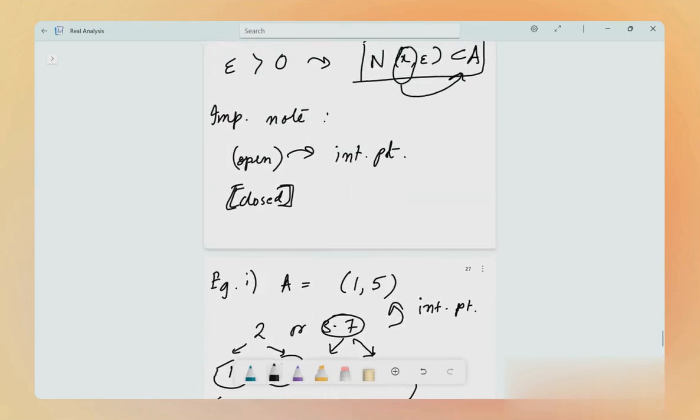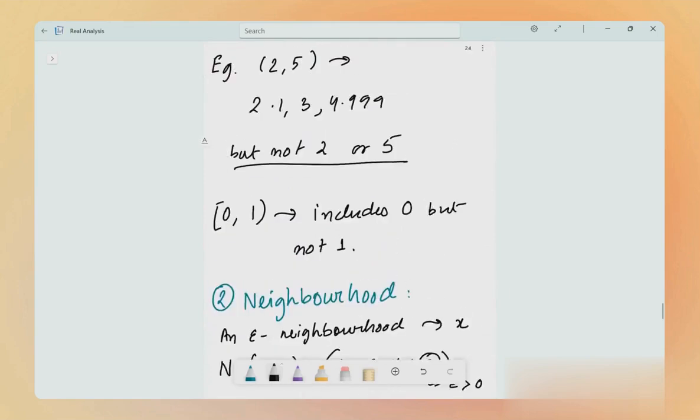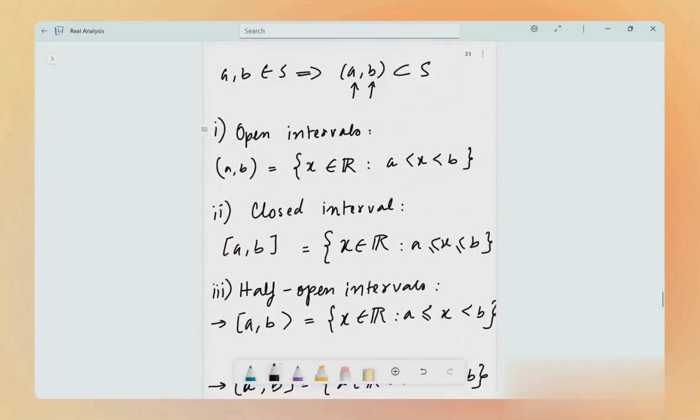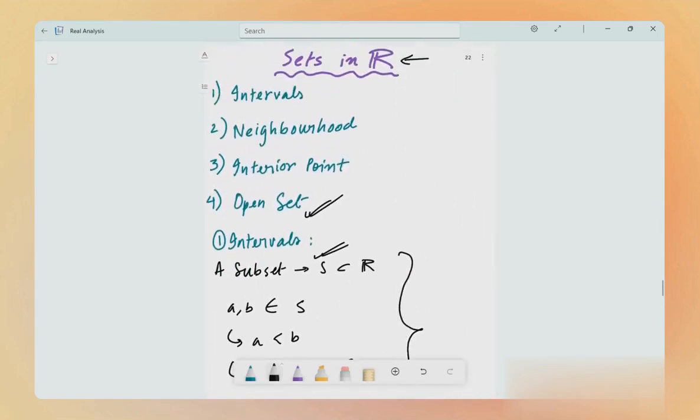So yeah, that's it for today's lesson. We went through intervals, neighborhoods, interior points, and open sets from the chapter Sets in R. Now, what do you need to do? You need to study this part from S.K. Mapa.